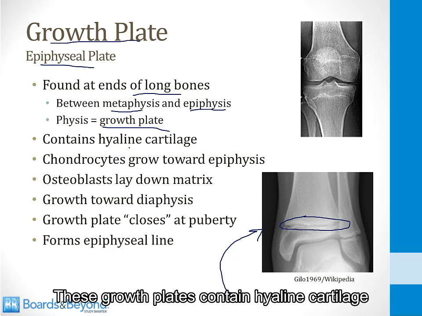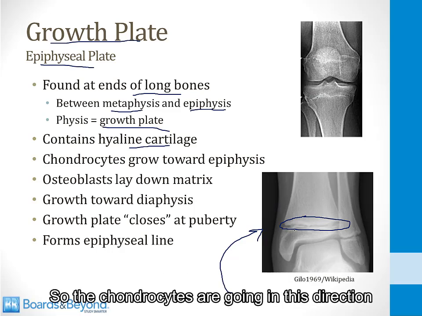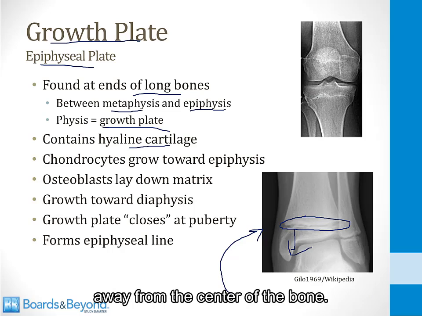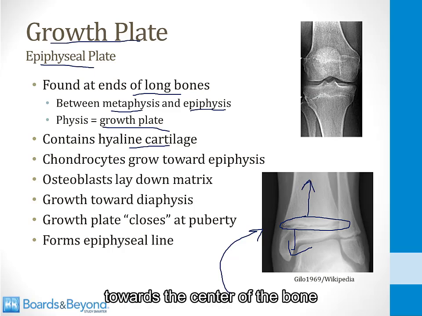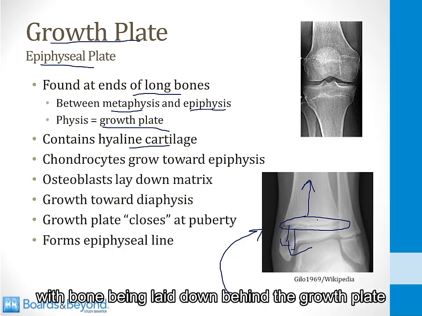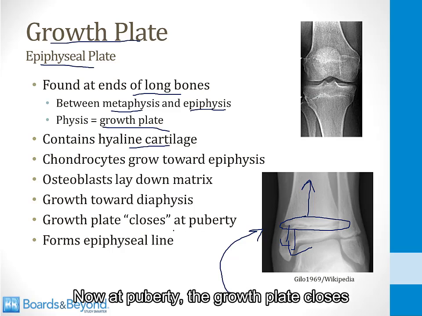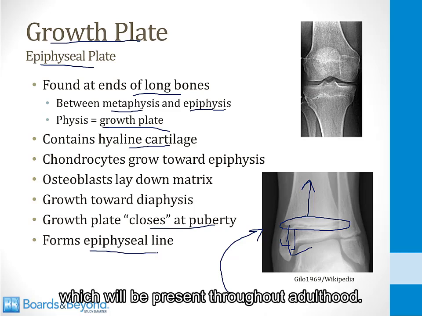These growth plates contain hyaline cartilage, and they have chondrocytes which grow towards the epiphysis. So the chondrocytes are going in this direction away from the center of the bone. The osteoblasts are laying down bone matrix towards the center of the bone, and as the child grows, the growth plate will move towards the joint, with bone being laid down behind the growth plate towards the center of the bone. Now at puberty, the growth plate closes and the epiphyseal lines will be formed, which will be present throughout adulthood.